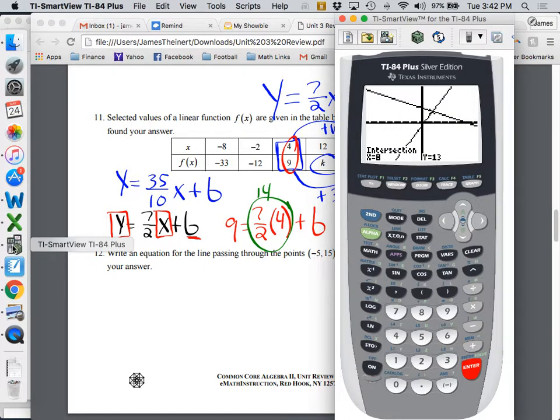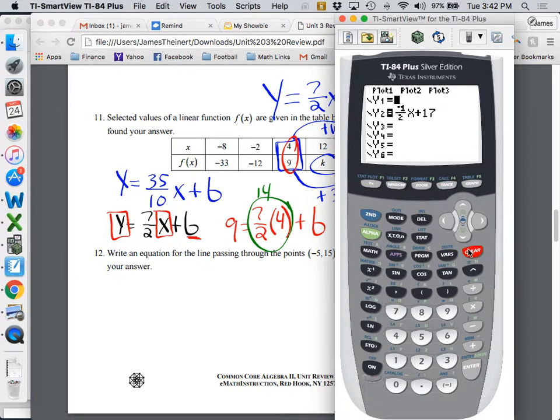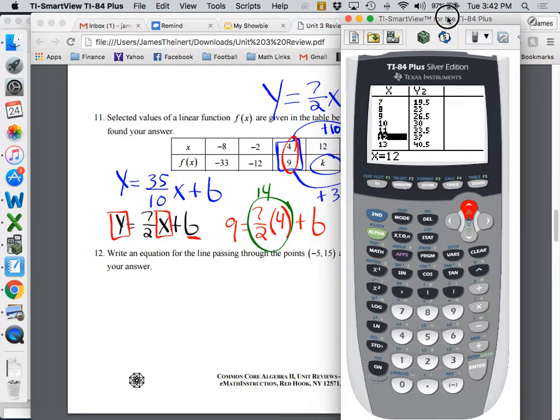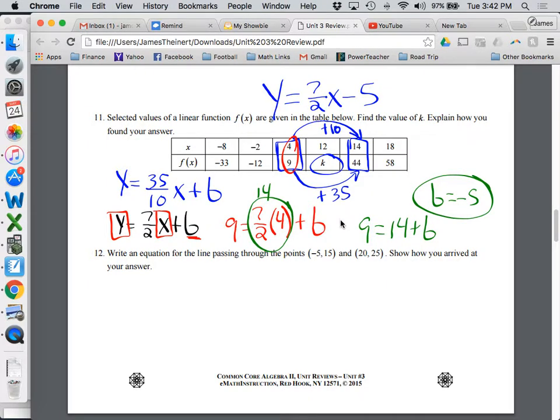And then if you want, you can use your calculator. Y equals 7 over 2 x minus 5. And on the table, when x is 12, k would be 37. All right, so that k value, a little bit of work, but k would equal 37.